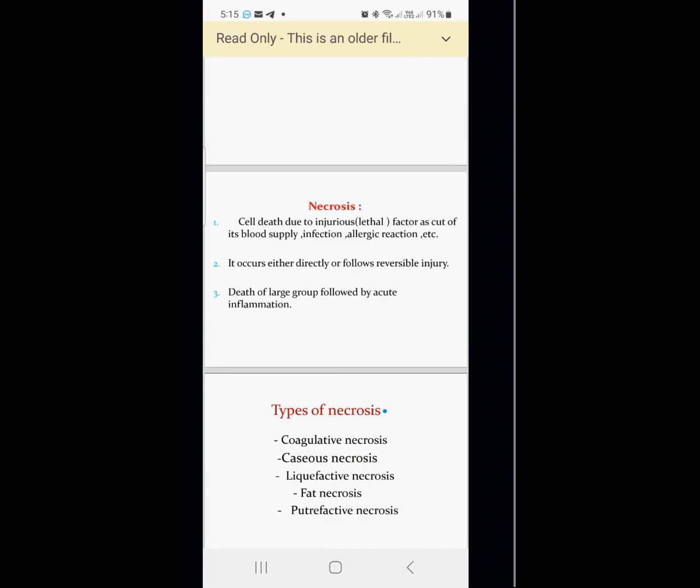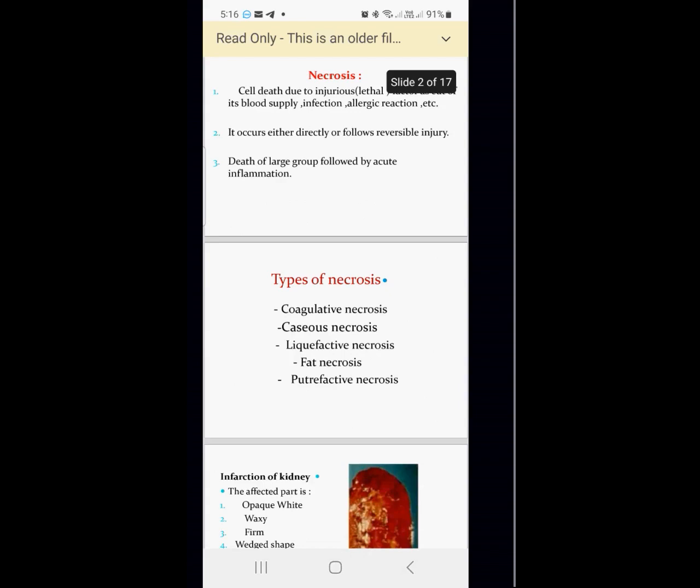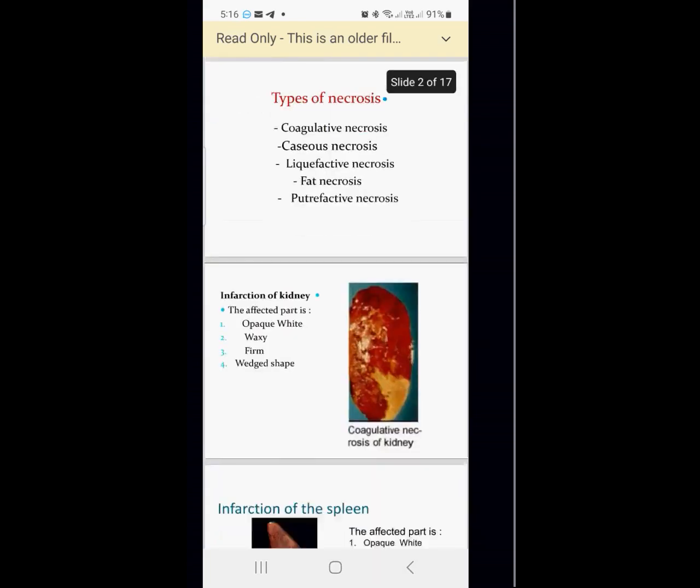لكن necrosis is a cell death due to injurious lethal factor as cut of the blood supply, infection, allergic reaction, whatsoever the stimuli or the underlying cause. And it occurs either directly or follows reversible injury. So death of large amount followed by acute قلنا فيهم coagulation والcaseous والliquidative والfat necrosis. طيب.